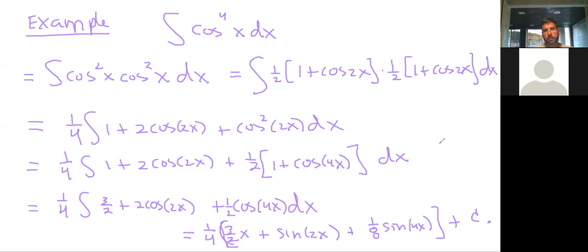Does anybody have a question about this? All right. Turns out the even ones are a little more tricky. I shouldn't say tricky, but they're more algebra-ridden than if it's odd. So let's look at an odd situation.